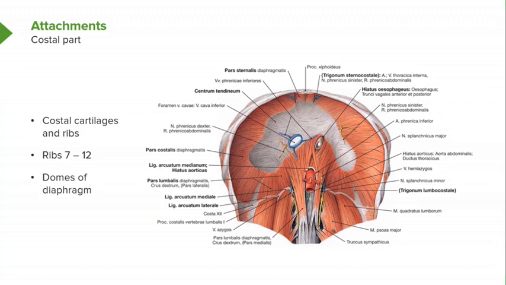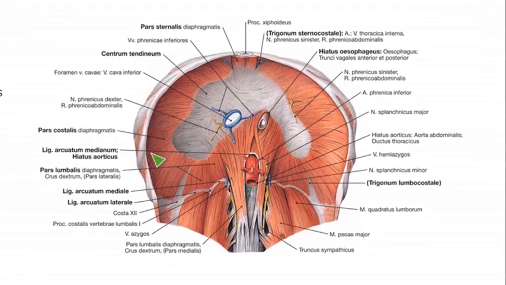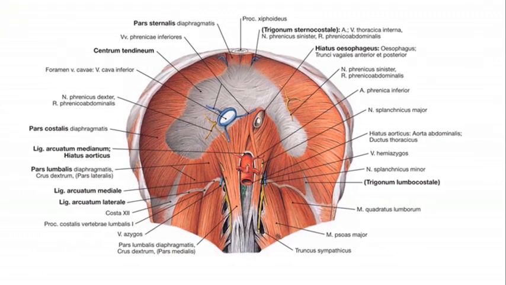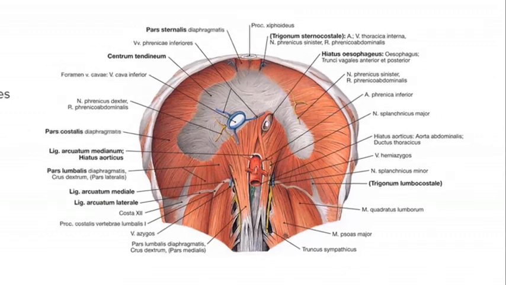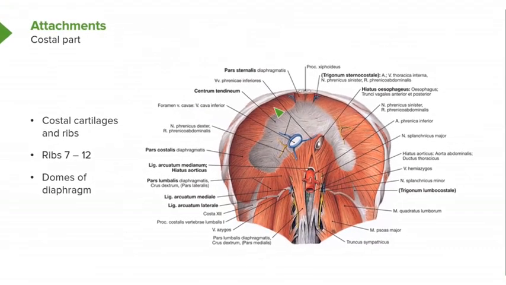The costal portion, which is the more extensive muscular part, is going to attach to the costal cartilages and the ribs. Specifically, we're looking at the attachment of the costal part to the costal cartilages and ribs of 7 through 12. And it's the costal portion on the right that forms the right dome, and it's the costal portion here on the left that will contribute to the formation of the left dome of the diaphragm. So please keep that in mind.